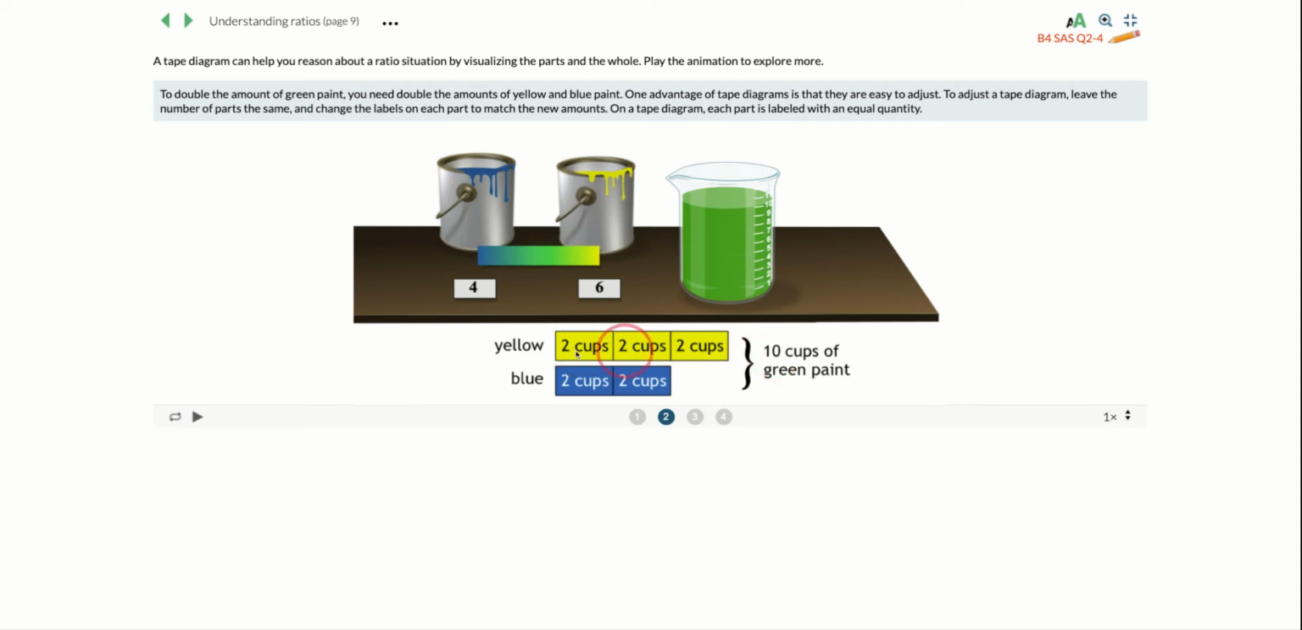So I have 5 parts total to my tape diagram, and I have 10 cups. So each of the 5 parts would hold 2 cups of paint. For the total amount of yellow paint, I would need 2, 4, 6 total cups of yellow paint. And I would need 2, 4 cups of blue paint.